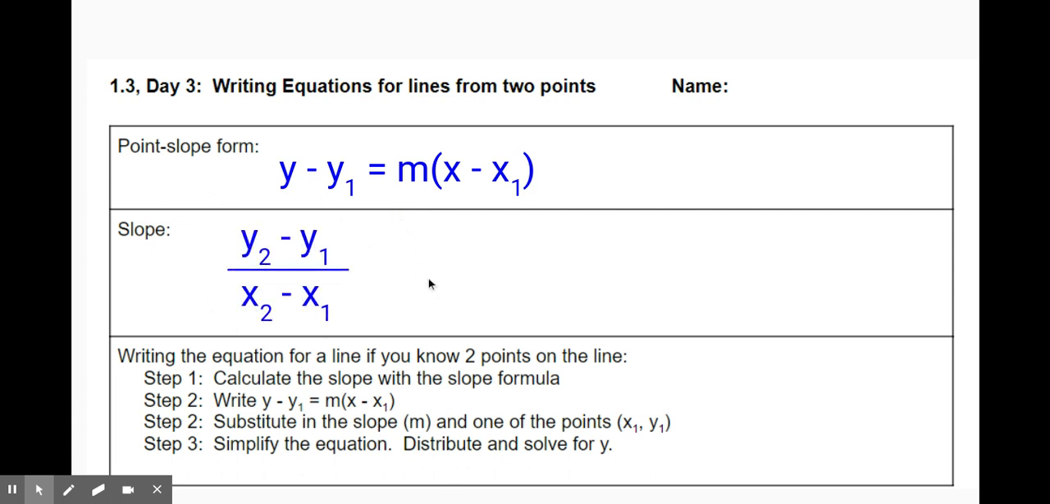Go ahead and pause the video and write down this equation. So it's y2, so second y minus the first y, divided by second x minus the first x. Try to write these 2 and 1 nice and small. So it's just telling you which y it is. So write a y with a little 2, y with a little 1. Pause if you need to copy this down.